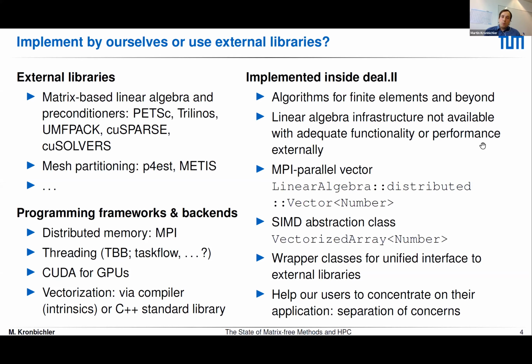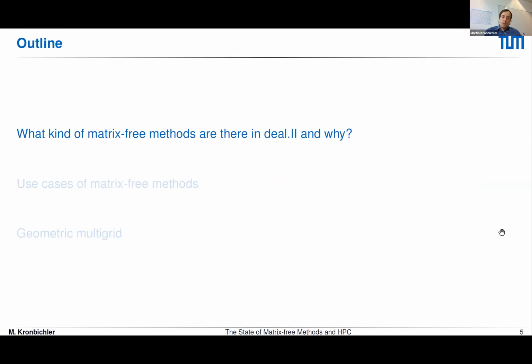And of course, what we try to deliver as a library is that we serve our users so that they can concentrate on the application. Of course, we always invite people to contribute, as Wolfgang said before, but we also want to deliver something which is useful. And so that brings me to my topic here. I'm one of the main authors of the matrix-free module of deal.II. And what is it? Why do we have it?